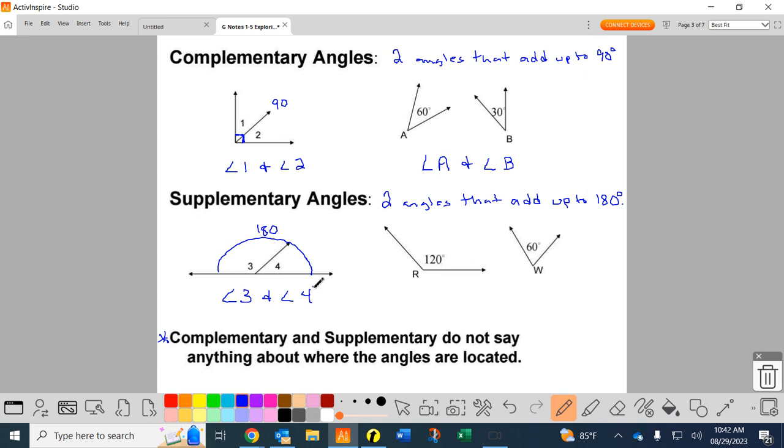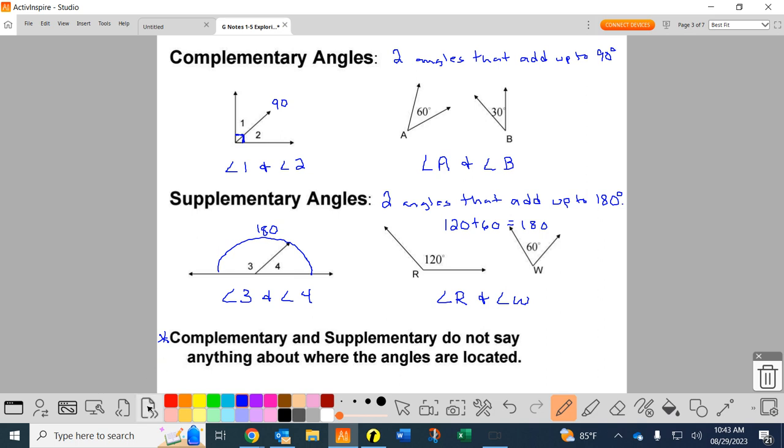Good. On the next one, how do we know that R and W are going to be supplementary to each other? Yeah, if you do 120 plus 60, it's going to equal 180. That's how you know they're supplementary to each other. Again, they don't have to touch to be supplementary. They don't have to touch to be complementary. Complementary angles add up to 90. Supplementary angles add up to 180. Questions? Good deal, guys. Okay. Anybody still writing? Try to make sure.